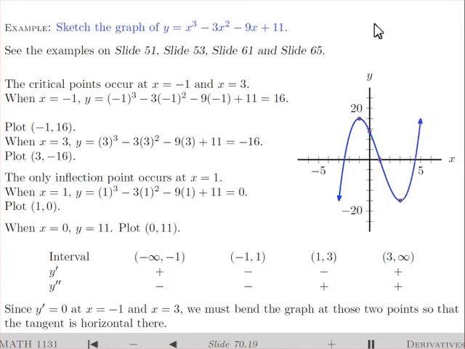Note that we have horizontal tangents at negative 1 and 3 because the first derivative is 0. So we must draw the graph so that they seem to have horizontal tangents. This concludes this example, and we will do an example with a discontinuous first derivative next time.